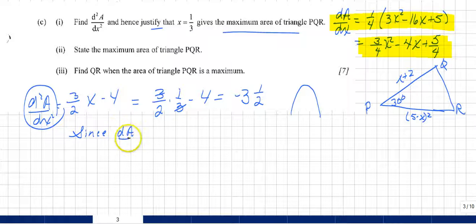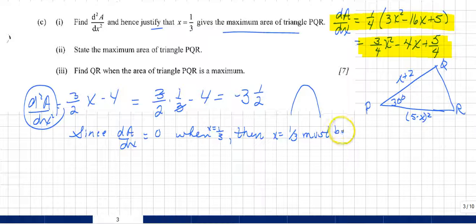So that justification is just all the words I said, so I could write that out: since dA/dx equals 0 when x equals 1/3, then x equals 1/3 must be the max, since the second derivative is negative. So that's your justification.